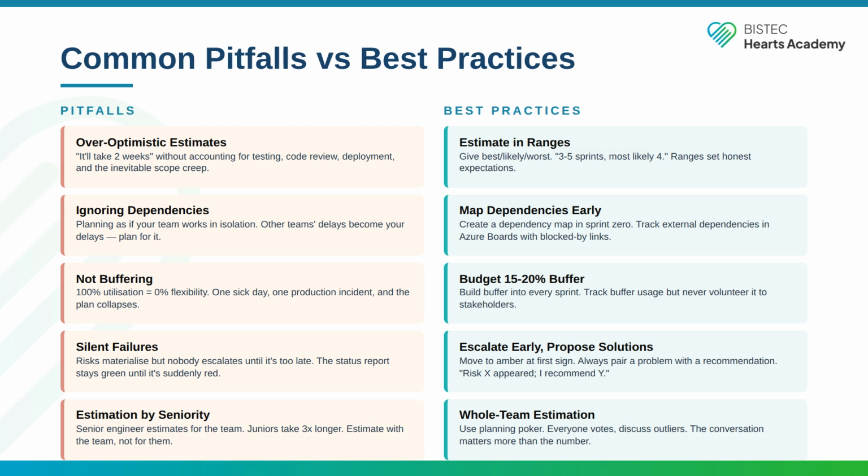Estimation by seniority. The senior engineer estimates for the whole team, but junior developers take 3 times as long to complete the same work. The solution is whole team estimation using planning poker. Everyone votes, you discuss the outliers, and the conversation matters more than the final number. Alright.